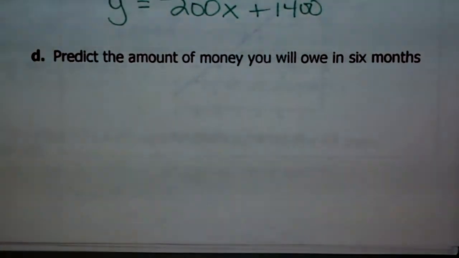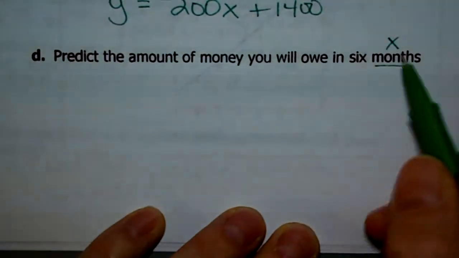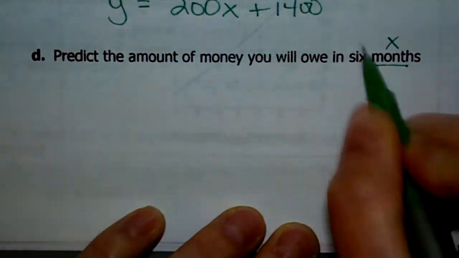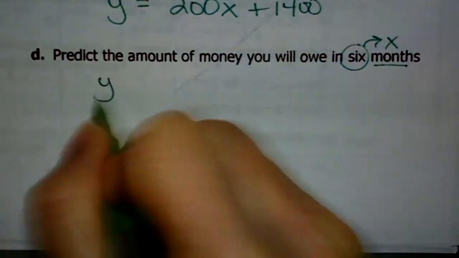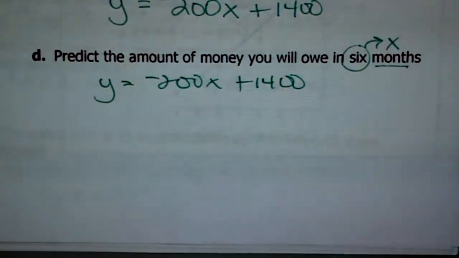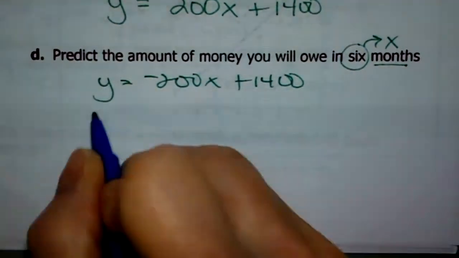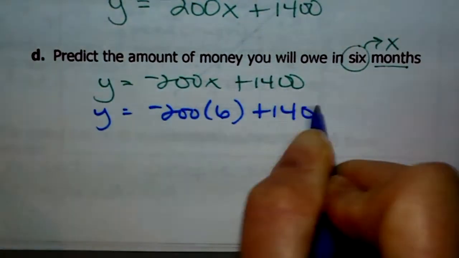So that's not on your graph. Well, I guess we could follow it up and use it on your graph, but let's say I said 12 months or something greater than that. I want to give you the general idea of how to do this. So if we want to predict how much money we'll owe in 6 months, you remember that the months are your x, right? So in my equation, if I want to know 6 months, I'm going to plug 6 in for x. So we have our equation y equals negative 200x plus 1400. All I need to do is replace x with 6, and we can figure out how much we'll owe. So I'm going to plug a 6 in for that.